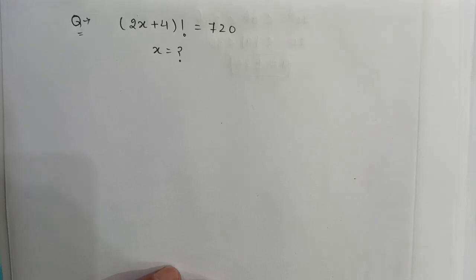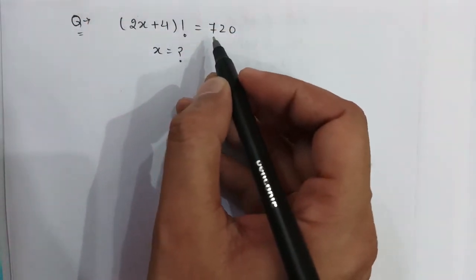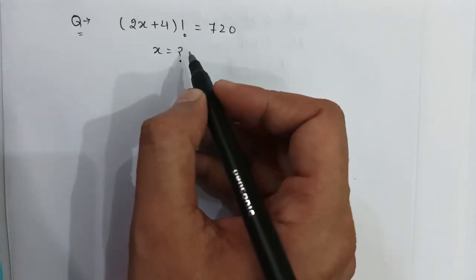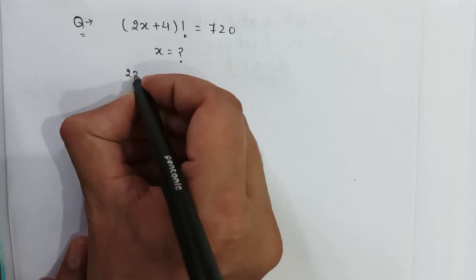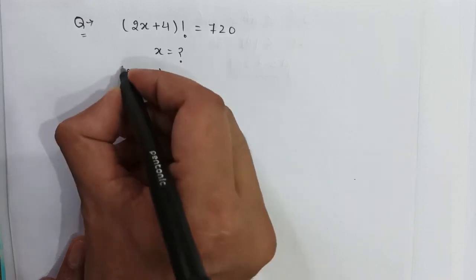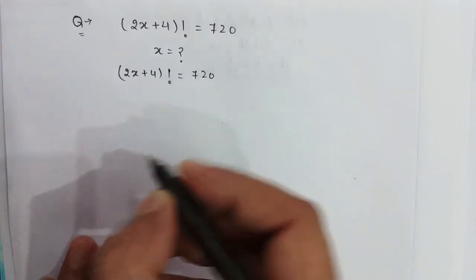This is a very nice factorial problem. So (2x + 4)! is equal to 720, then find the value of x. So (2x + 4)! is equal to 720, right?